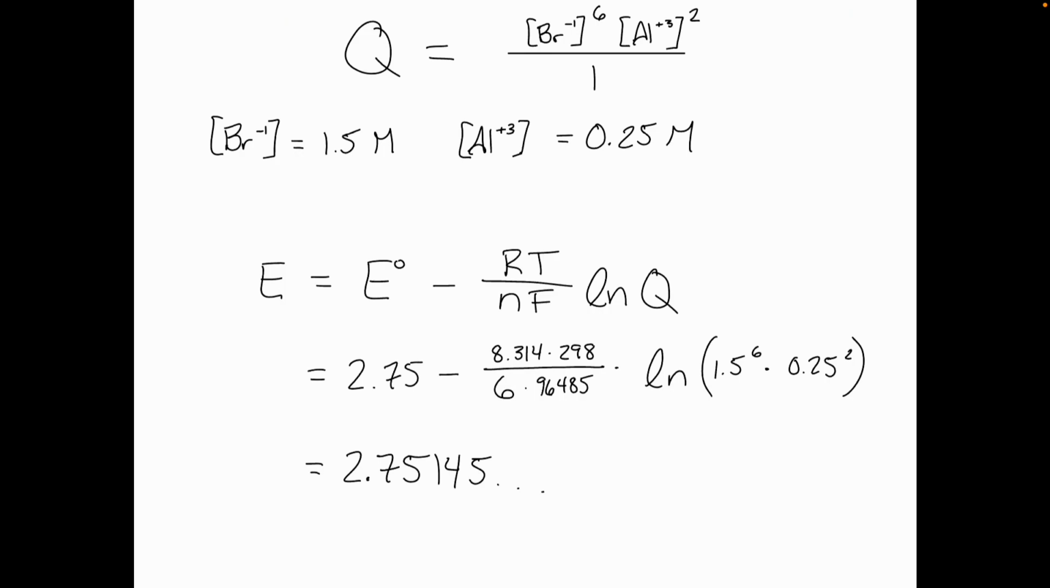All right, and we would get 2.75145, and so on. Okay, so that really didn't change our potential very much at all. We'll see, because it's the natural log of Q and because our value for E tends to be pretty large, there's not much movement there depending on conditions. Volts.